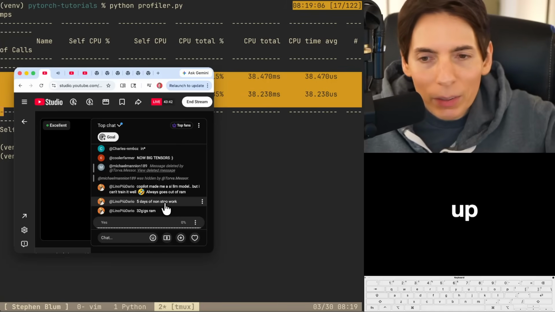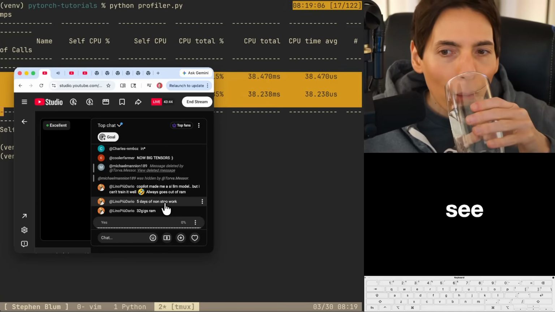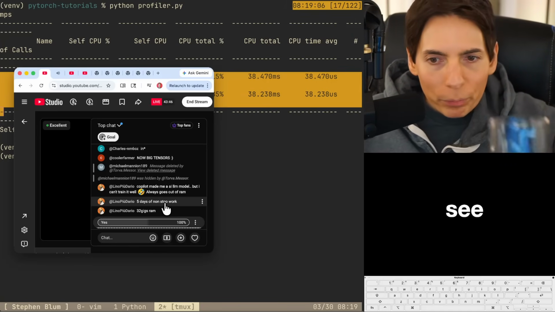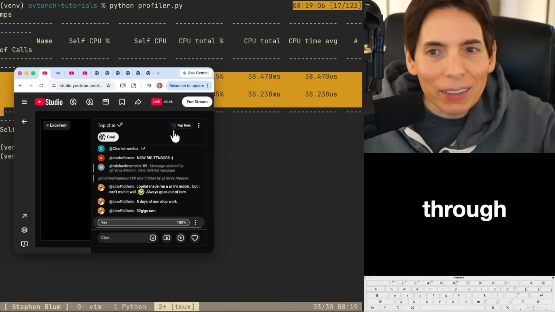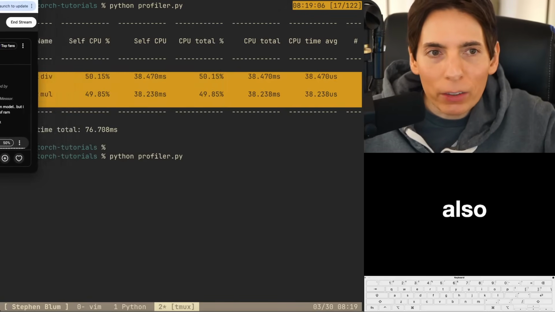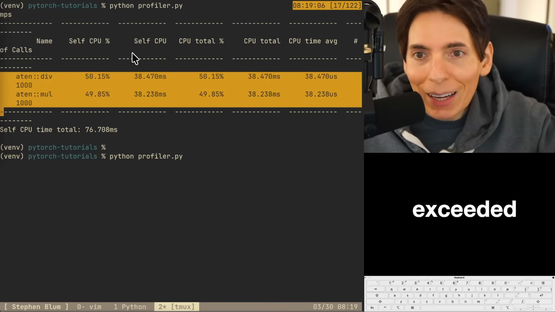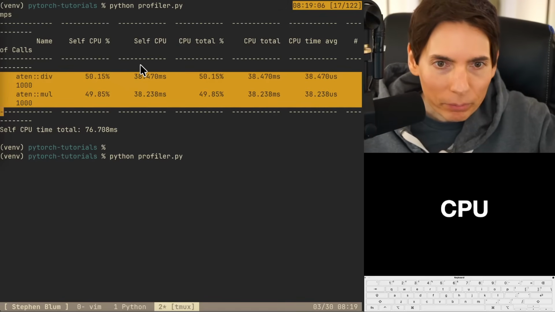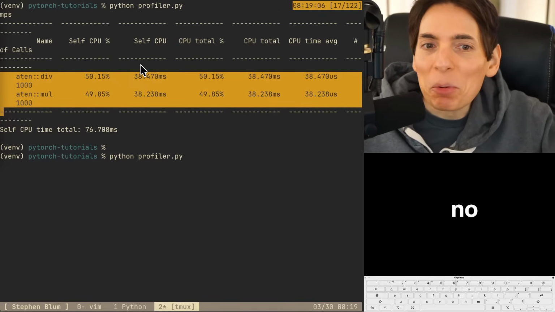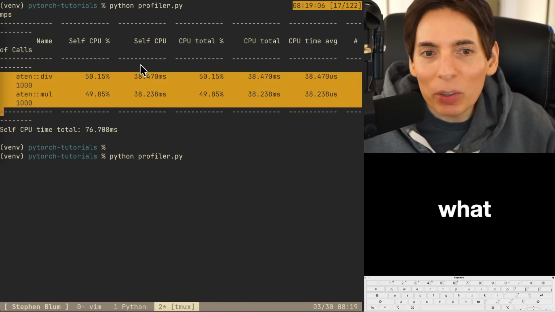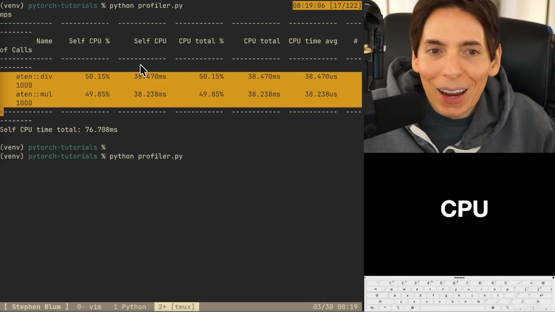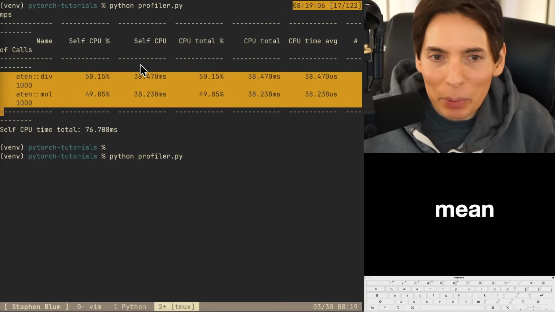Spinning up the poll. Kind of curious to see. Did that poll go through? Yeah, I think the answer is yes also, because we got to the point where the large tensors exceeded the CPU. Some of you are saying no. What do you mean? What's a CPU?